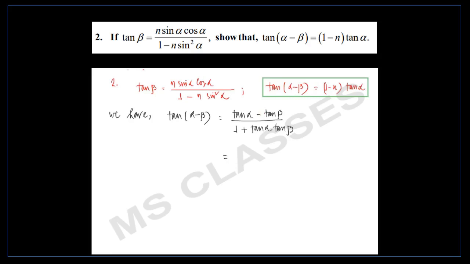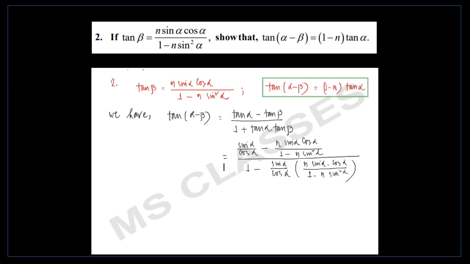So we simplify. Tan alpha we take as sin alpha by cos alpha. Tan beta is n sin alpha cos alpha, whole divided by 1 minus n sin²alpha, and in the denominator, tan alpha, that is sin alpha by cos alpha, into n sin alpha cos alpha, whole divided by 1 minus n sin²alpha.